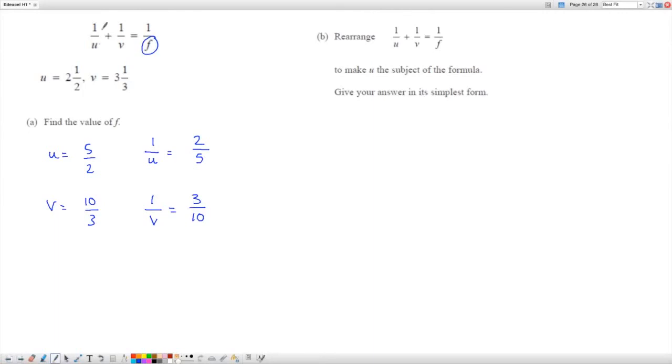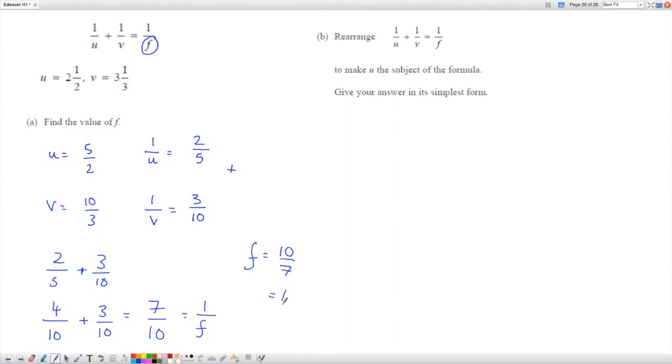Now we have these two values to replace here and here. We can add these together. 2 over 5 plus 3 over 10. We just make these equivalent fractions, so we change this to 4 over 10 plus 3 over 10, which is equal to 7 over 10. Now this equals 1 over f. We don't want 1 over f, we want the reciprocal, we want f. So f is equal to 10 over 7 or 1 3/7.